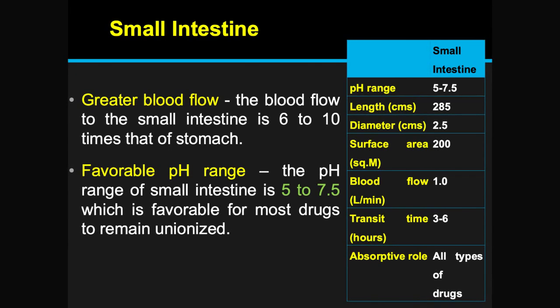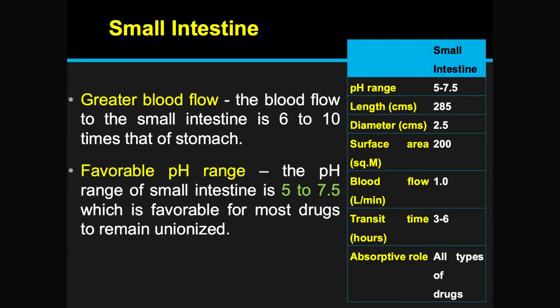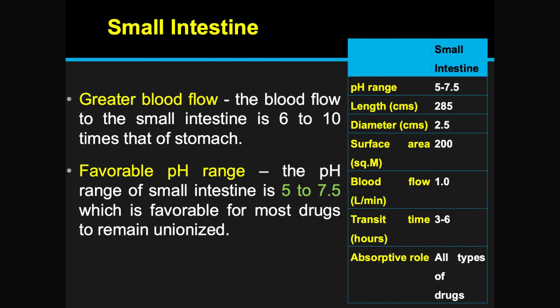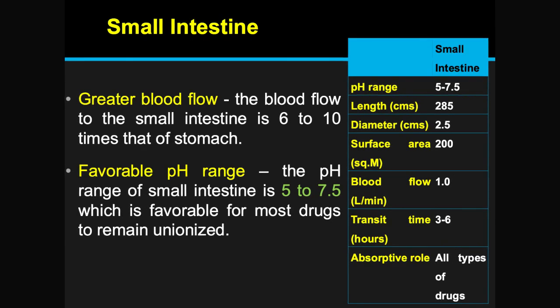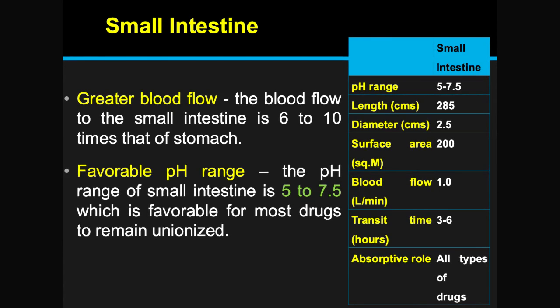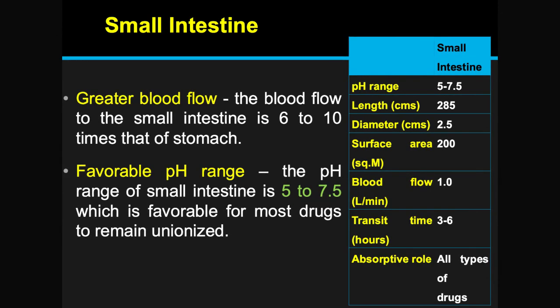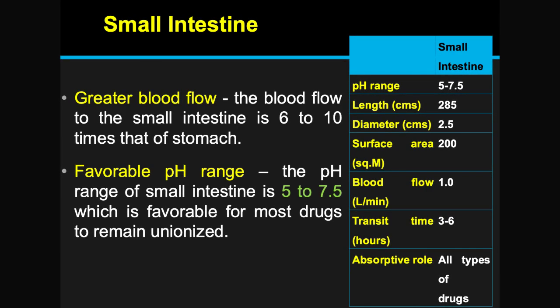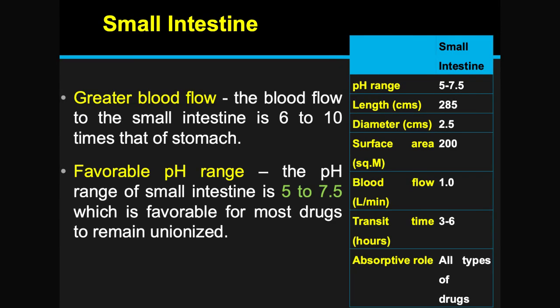When you combine that 200 square meter surface area with a 3 to 6 hour transit window, you see a biological engine designed for exhaustive extraction. This specific convergence of high-velocity perfusion and a chemical environment that suppresses ionization is exactly why the small intestine serves as the universal gateway for almost all drug classes.